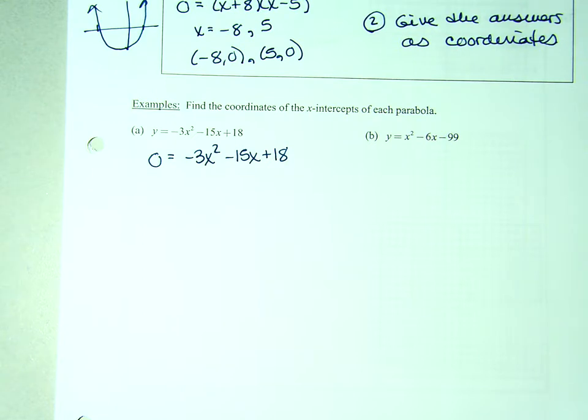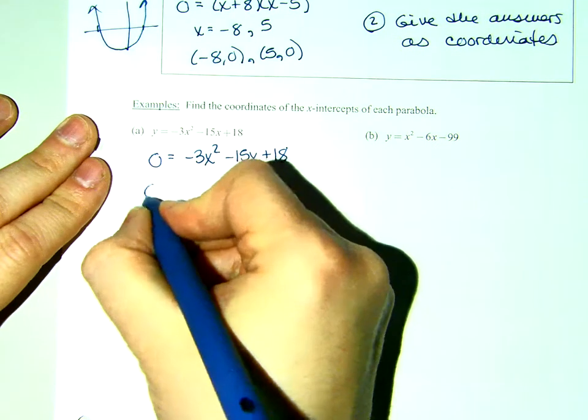No. Is there a GCF? Yes. What is it? 3. -3. We're going to factor out a -3.